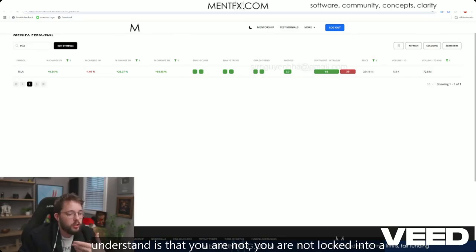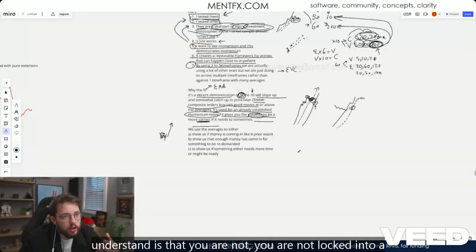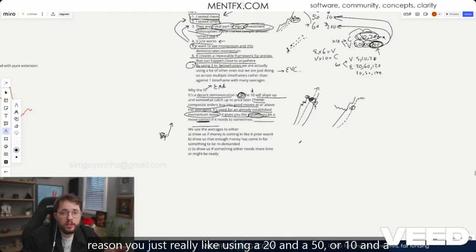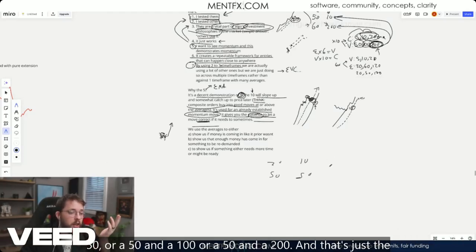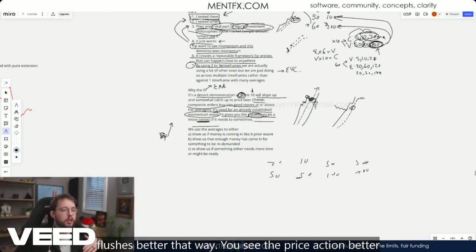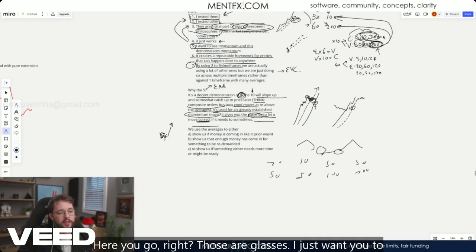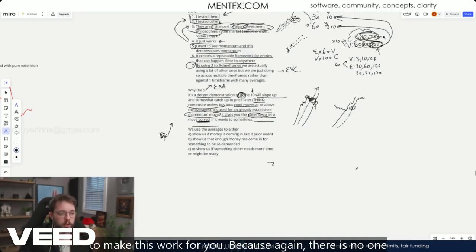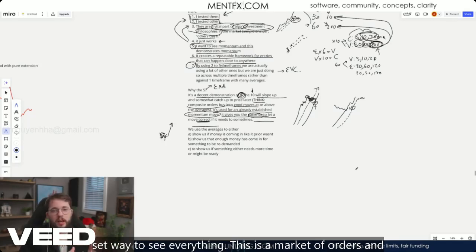So what I want you to understand is that you are not locked into a box regarding how you can run your analysis. If for some reason you just really like using a 20 and a 50, or a 10 and a 50, or a 50 and a 100, or a 50 and a 200, and that's just the thing that makes sense to you for easy moves, you understand flushes better that way, you see the price action better through that lens, I want you to remember through that lens, here you go, right? Those are glasses. I just want you to remember that you can pick and choose the way you're going to make this work for you, because again, there is no one set way to see everything.